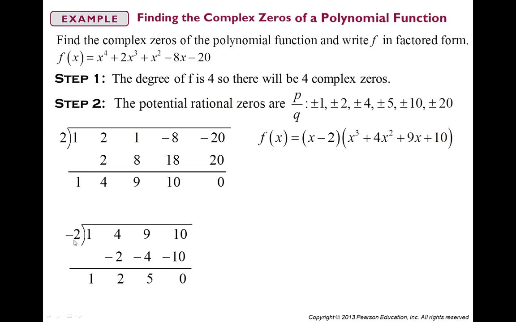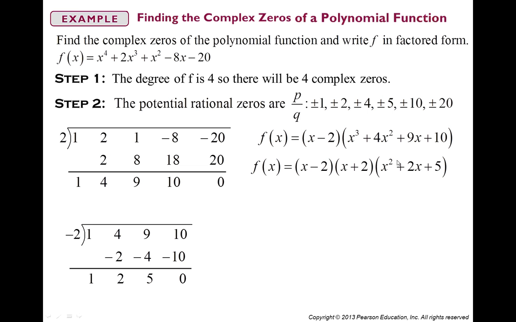So let's try negative 2. 1 comes down. Negative 2 times 1 is negative 2. 4 plus negative 2 is 2. Negative 2 times 2 is negative 4. 9 minus 4 is 5. Negative 2 times 5 is negative 10. 10 minus 10 is 0. So my new factor is x plus 2. So I have x minus 2, x plus 2, and then x squared plus 2x plus 5.